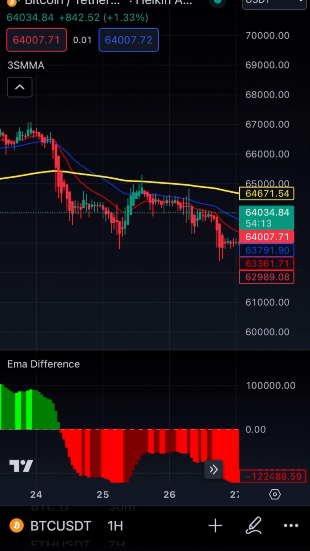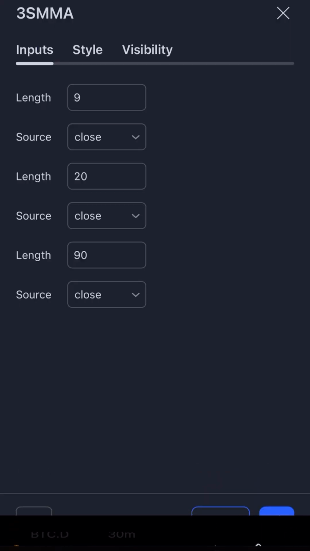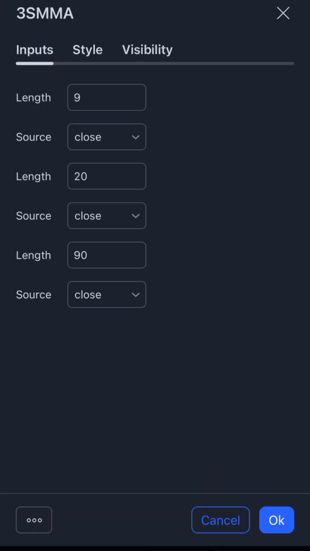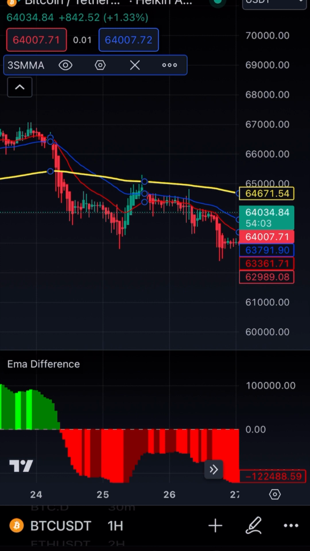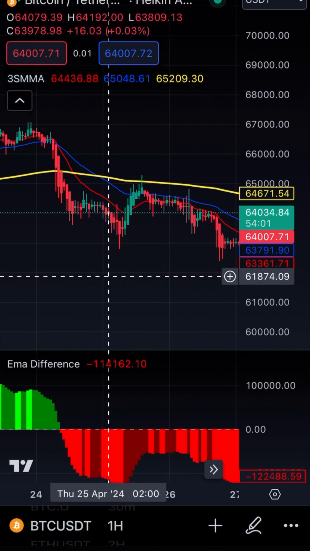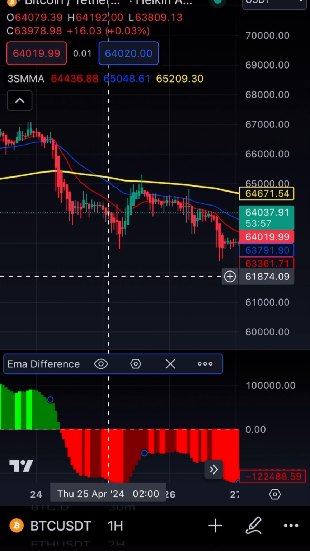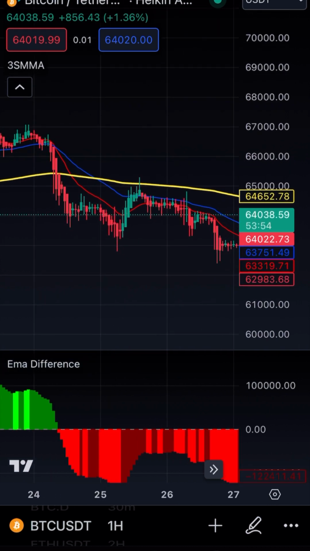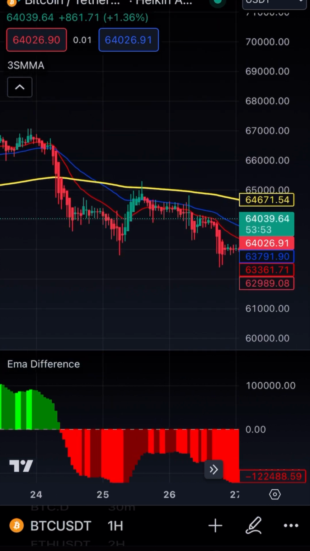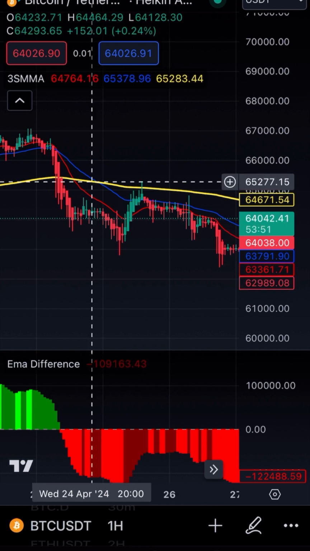The EMA difference and what's going on at the top have got to happen at the same time. So my 9, 20, and 90 have to cross at the same time that the 9 and the 90 are changing direction. To me, that's the best time to do trades. So let's look and see if we can find that.